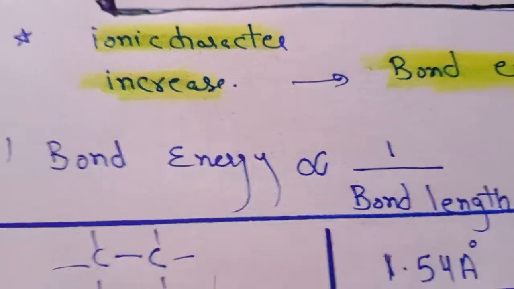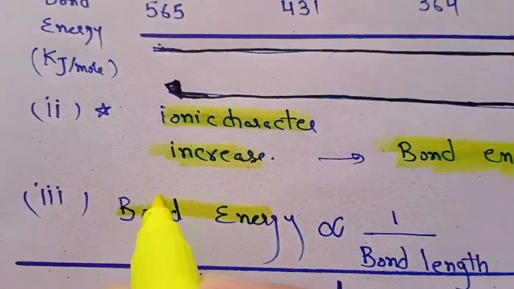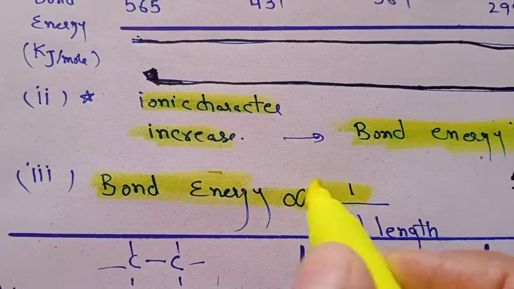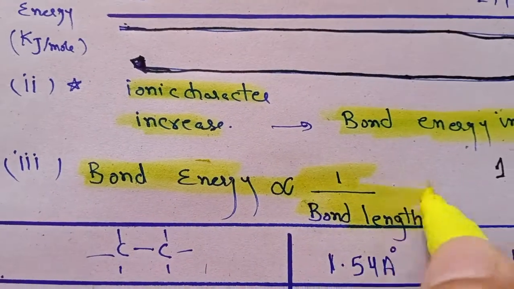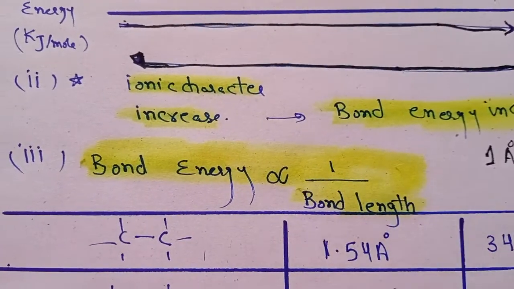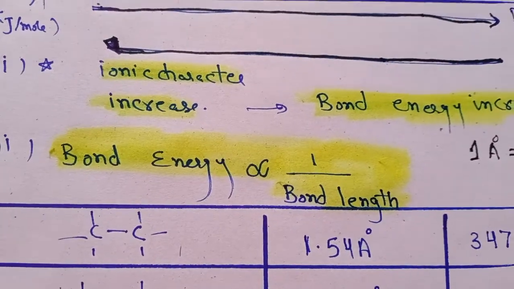This point is also very important for us. Bond energy is inversely proportional to bond length. It is inversely proportional to bond length.